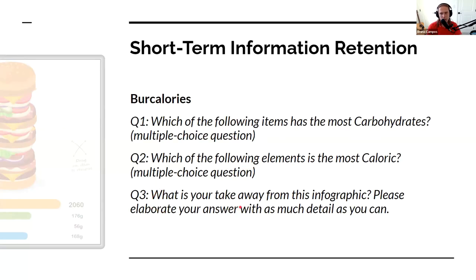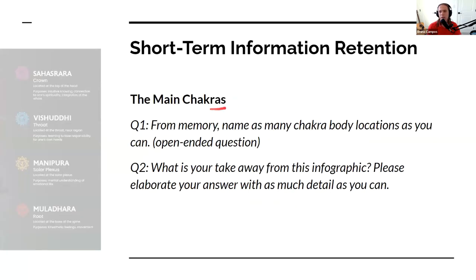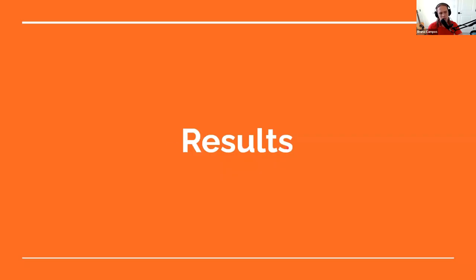And then the takeaway question again was applied to all of them. And finally, for the main chakras, again, we went back to two questions. From memory, name as many chakra body locations as you can. So they didn't have to remember the original name of the chakra, right? But instead, the body location, so the crown, throat, solar plexus, root, and the other ones in there, right? To see if they would be able to remember, and how many they would be able to remember. So that being applied, the way it worked, each user would interact with an infographic, go to the answers, go back to a second infographic, and go to the answers again, and then we would collect all that, analyze the data, and get into the results.